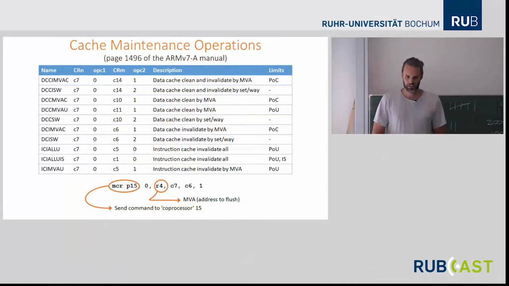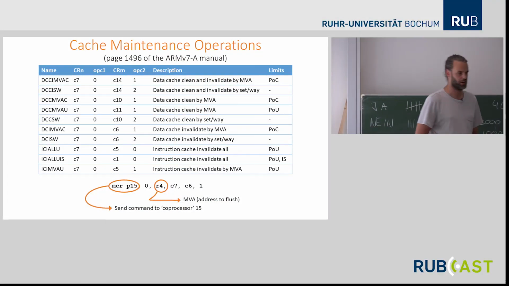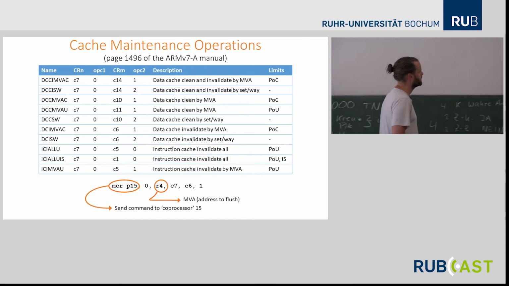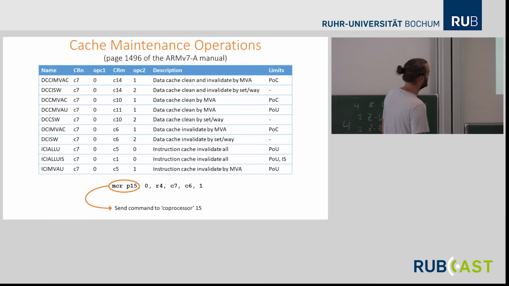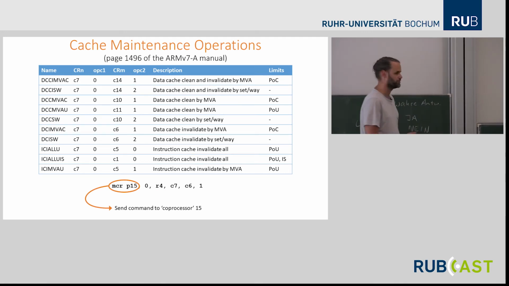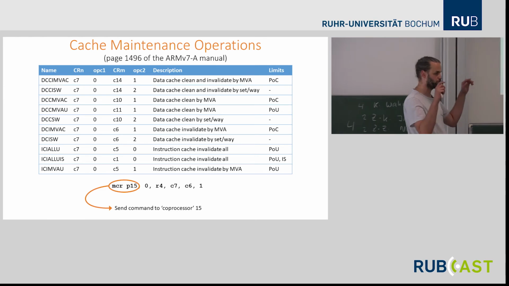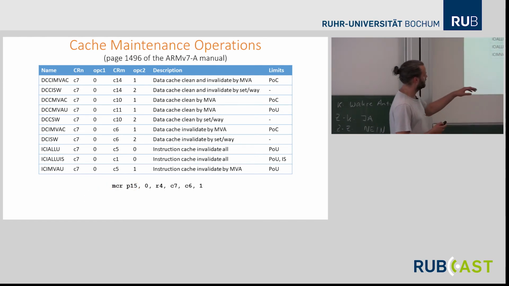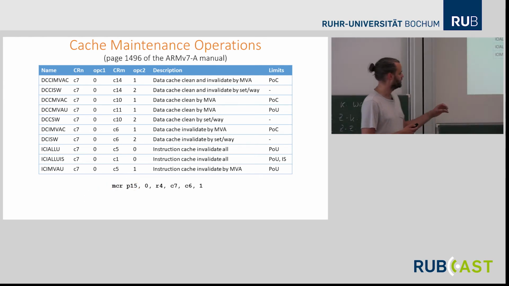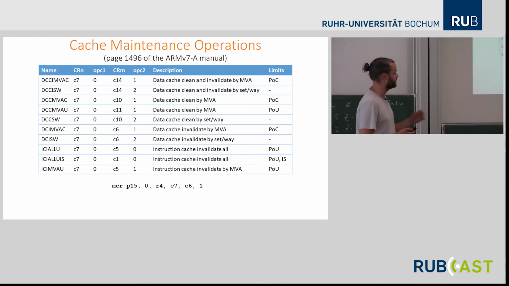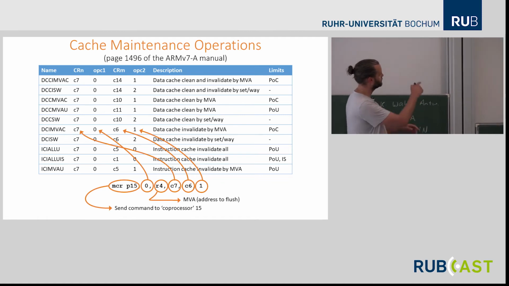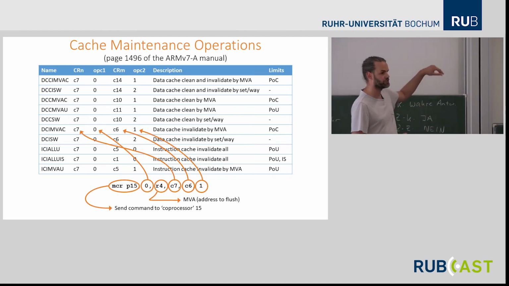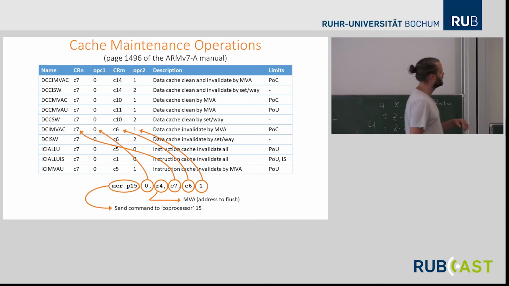at dinner. And then if you ever looked at the ARM manual, you will see tables like this. This instruction here, the MCR P15 instruction, will send a command to Coprocessor 15. R4 is the MVA, the virtual address to flush, or the address to flush. And then these values map into this table.